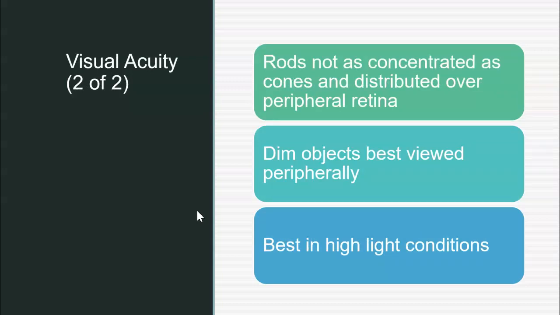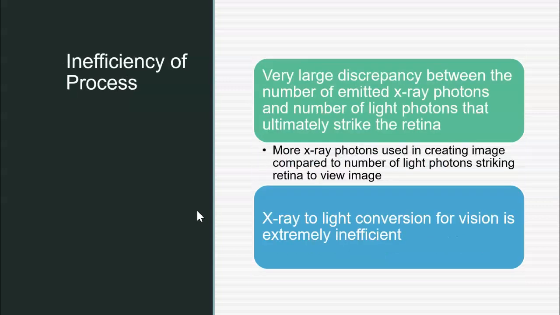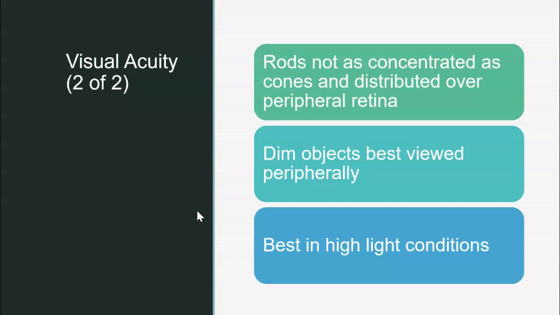All right. So rods are not as concentrated as the cones and are distributed over the periphery of the retina, okay? Dim objects are best viewed peripherally, while detail is best seen in highlight conditions. So let's take a look. Cones are inefficient in dim light. So I don't want you to be confused. If we're looking at different detail, we need to see those in highlight conditions. If we're looking at dim objects, they need to be seen peripherally, okay?